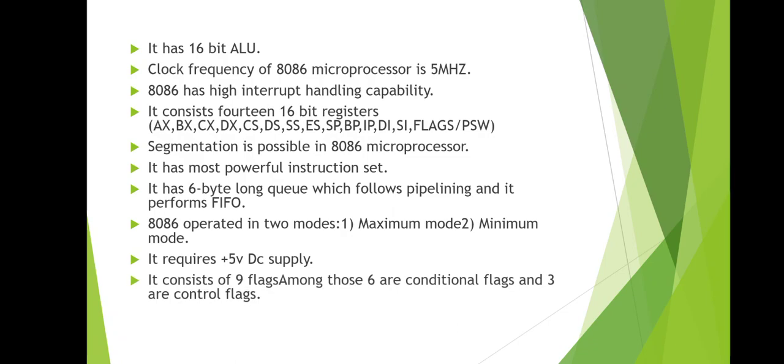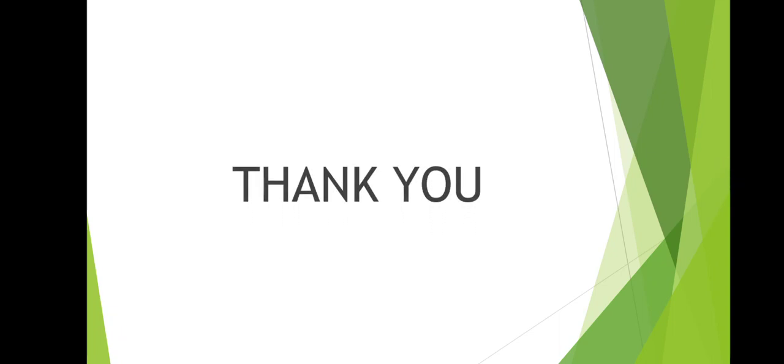And it consists of 9 flags. 8086 consists of 9 flags. We already discussed what a flag is. Among those, 6 are conditional flags and 3 are control flags. And it consists of a 16-bit stack pointer. We already learned in the 14 16-bit registers. It consists of a 16-bit stack pointer. And these are some of the features of 8086 microprocessor.